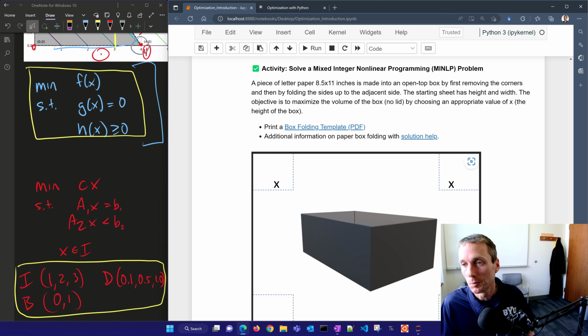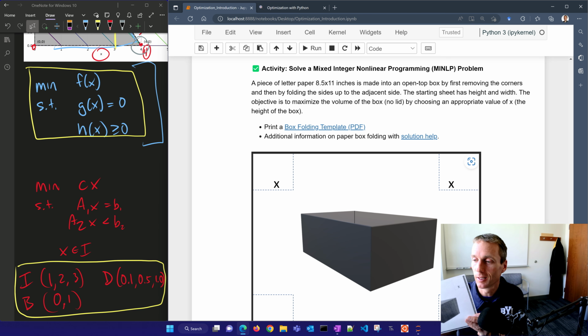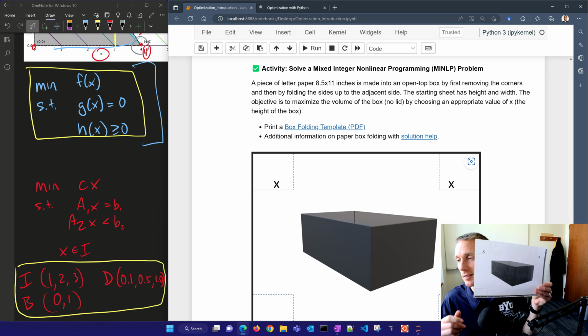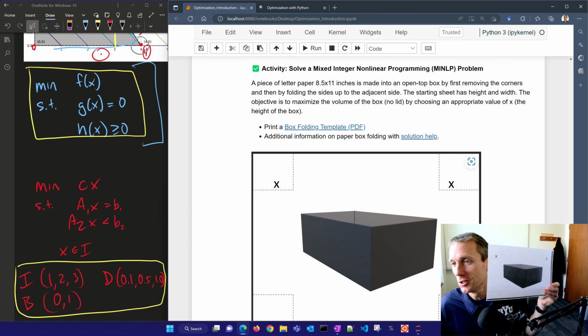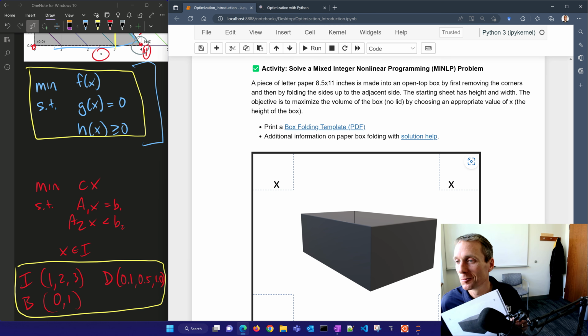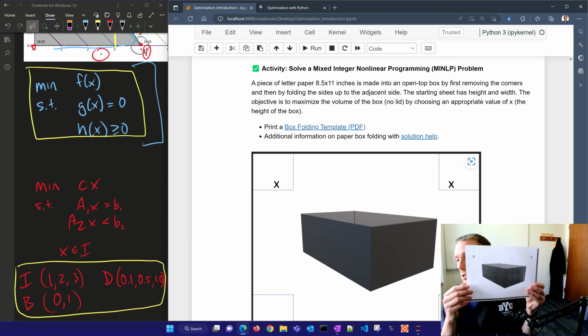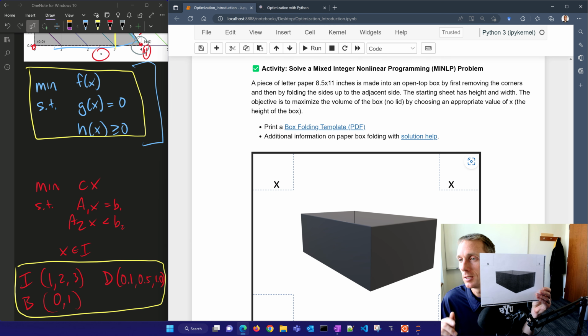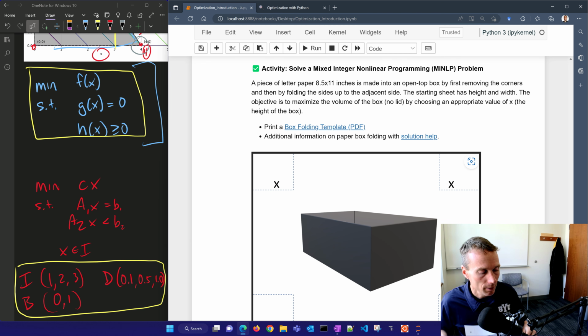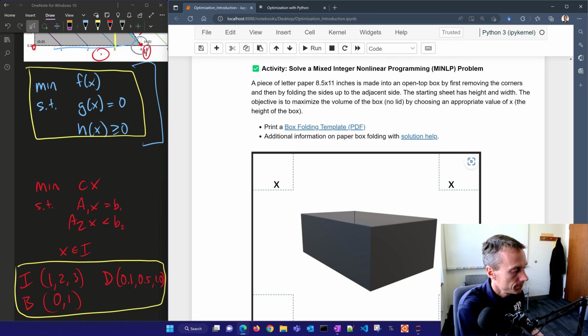For the final one, we're going to have this activity to solve a mixed integer nonlinear programming problem. We have a piece of paper. It's 8.5 by 11 inches. And if you're in Europe or another country that uses a different size, you can modify this. Basically, what we're going to do is just restrict the volume of the box to maximize it, but we'll need to restrict the height of it to integer values, whether that's inches or centimeters.